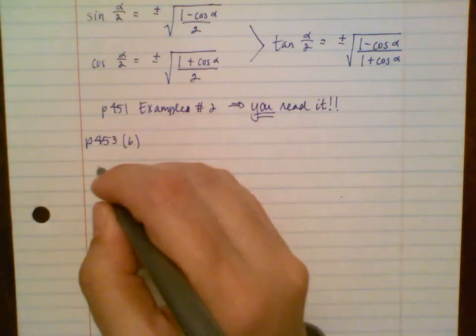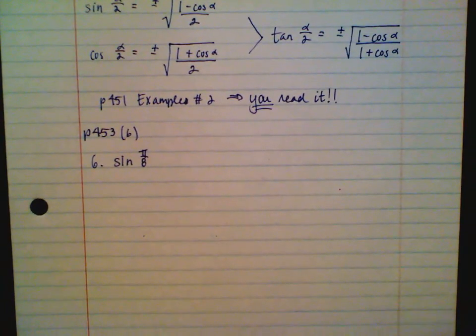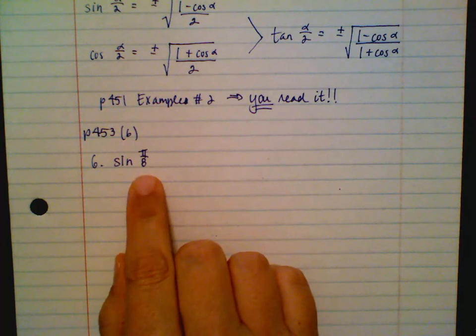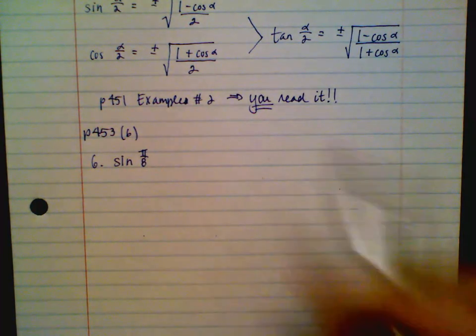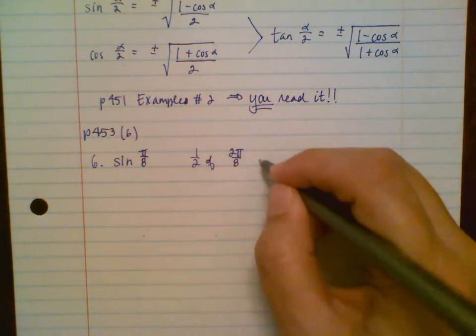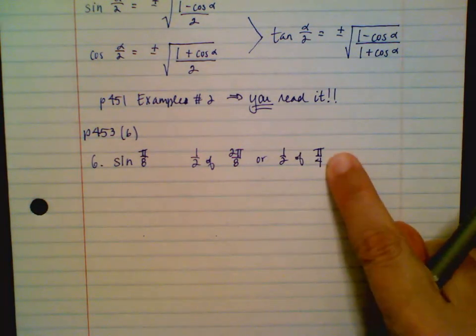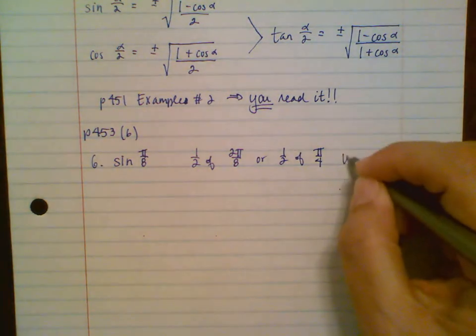I want to know the sine of pi over 8. Well, dang. So, when we did sum and difference formulas, you had to think of 2 numbers on the unit circle that added to a particular angle. Here I have to think, okay, I'm dealing with half angle identities. What is this half of? Well, this is half of 2 pi over 8, or this is half of pi over 4. And guess what? I know this stuff for pi over 4 from my unit circle.